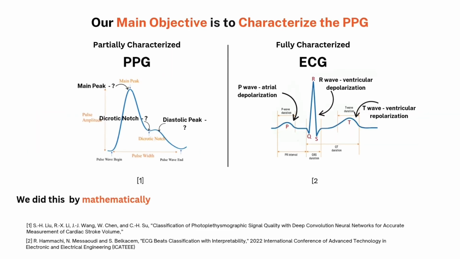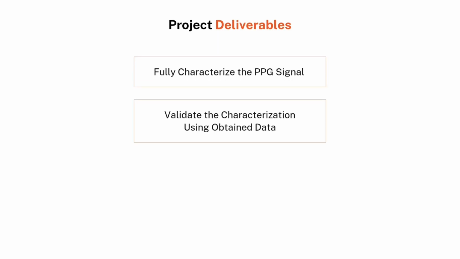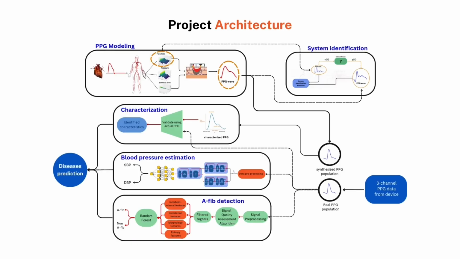Therefore, our goal is to identify which physiological factors cause changes in the PPG waveform by using a mathematical model of the cardiovascular system and PPG acquisition. Our project deliverables include characterization of the PPG signal, validating this characterization using simulated and real data, and extending the use of PPG by developing a blood pressure estimation model and an atrial fibrillation detection model. Our project focuses on enhancing PPG use through 5 areas: mathematical modeling, PPG characterization and validation, system identification, blood pressure estimation, and AFib detection.